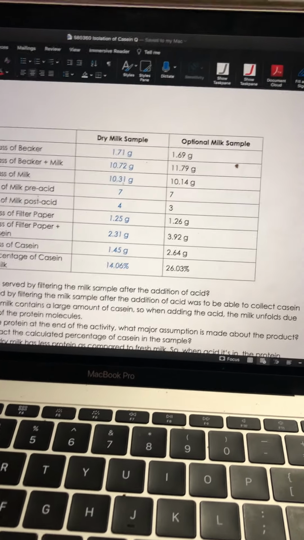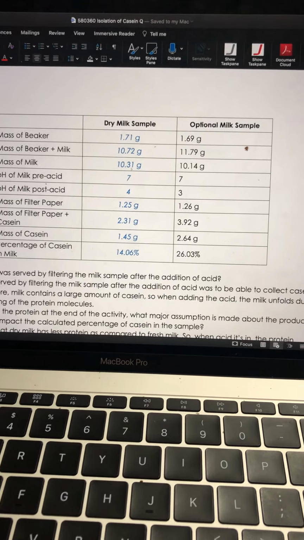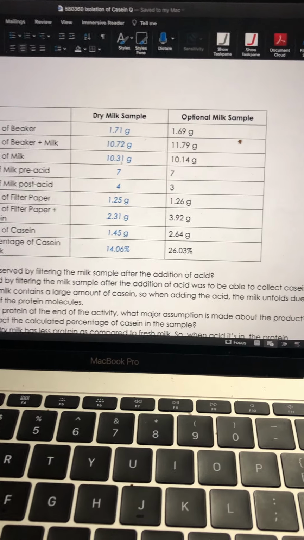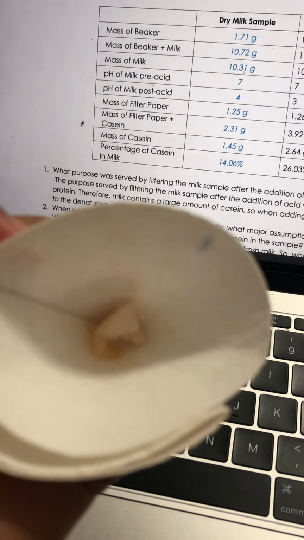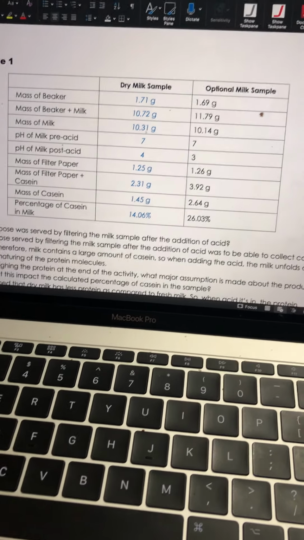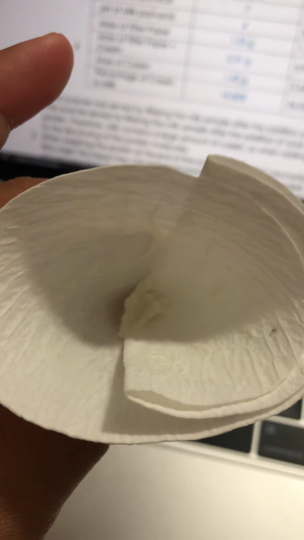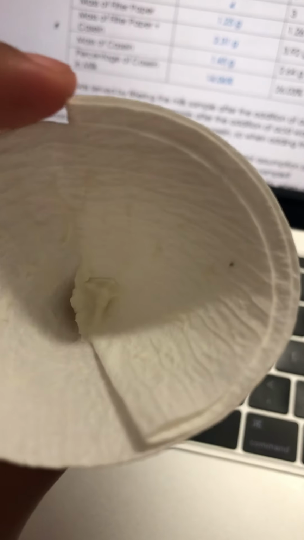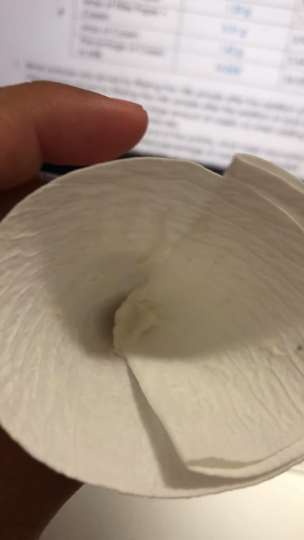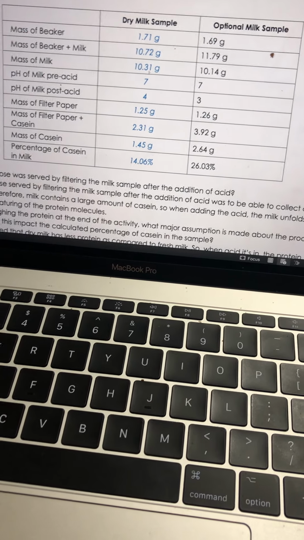So the mass of the casein for the dry milk was 1.45 grams, and it looked like this. And for the low fat milk was 2.64 grams, and that one looked a little bit different. It was like this, a little bit more clear, and that was 2.64 grams.